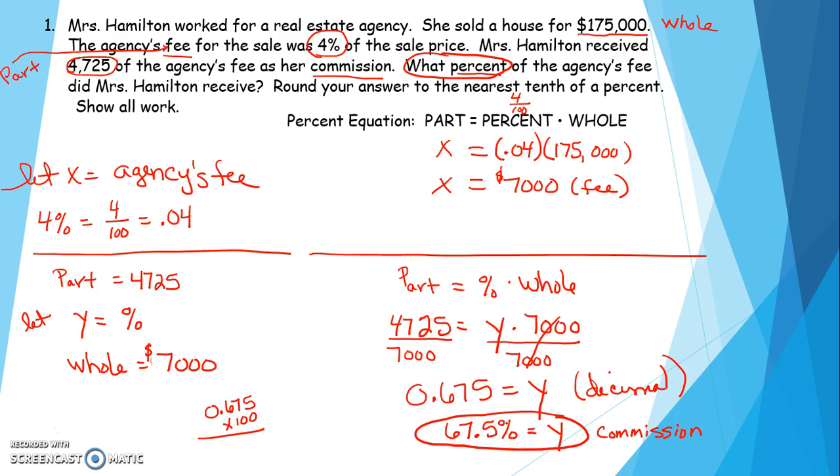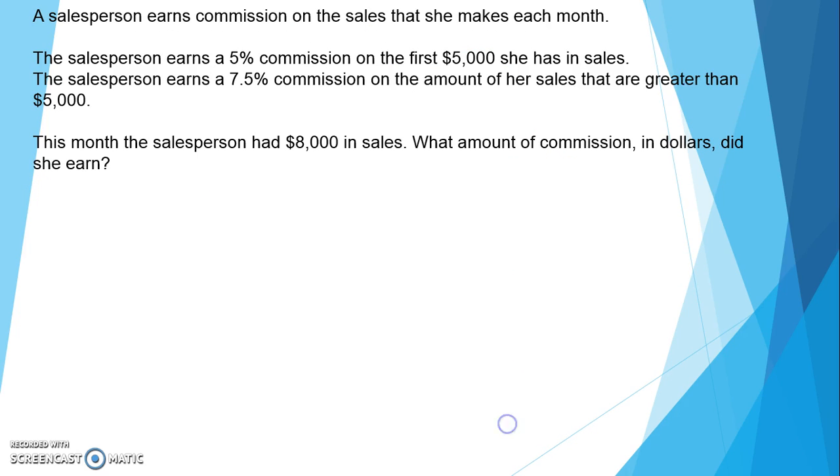So that's the first question. Now let's go on to question number 2. It says a salesperson earns commission on sales that she makes each month. She earns a 5% commission on the first $5,000 in sales, and a 7.5% commission on the amount of her sales greater than $5,000. This month, she had $8,000 in sales. Find the amount of commission in dollars she earns.